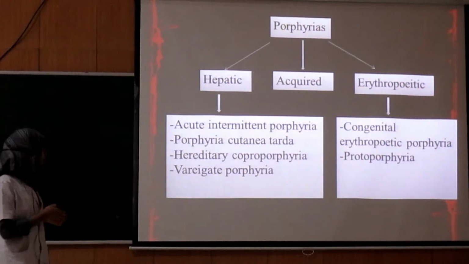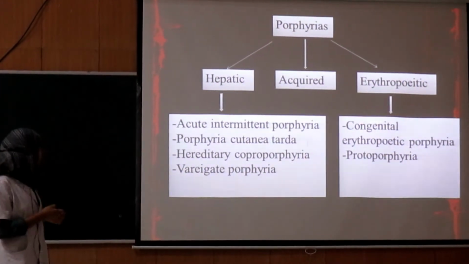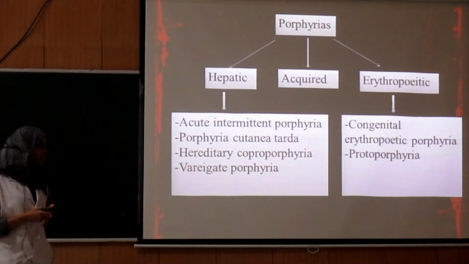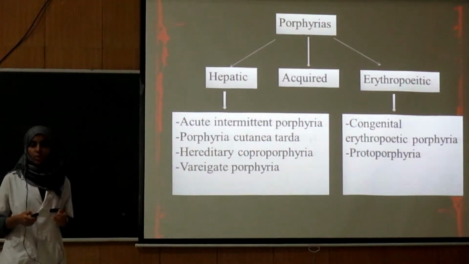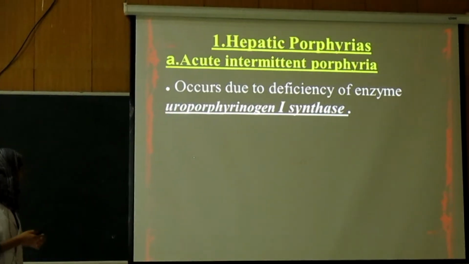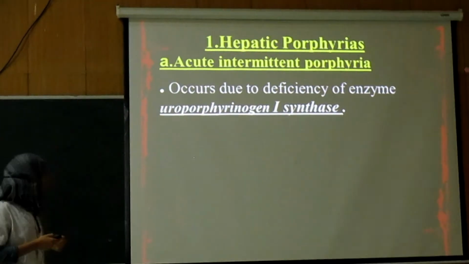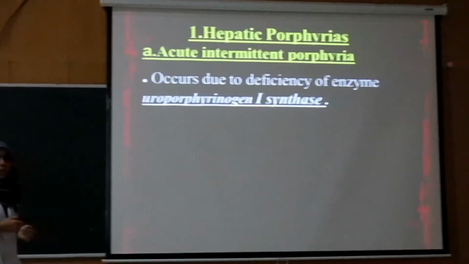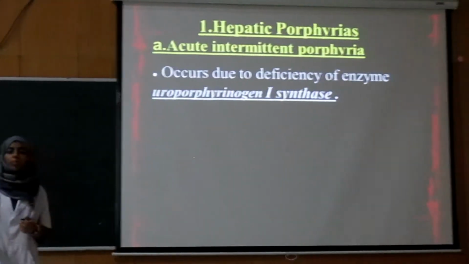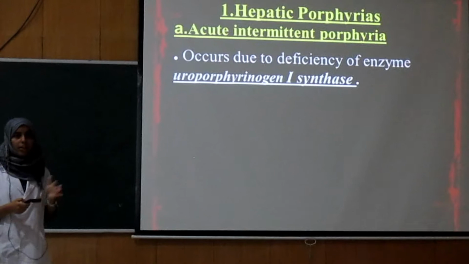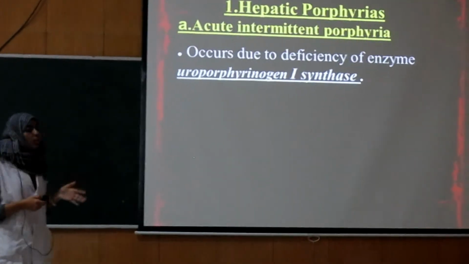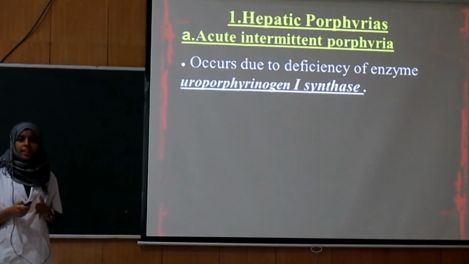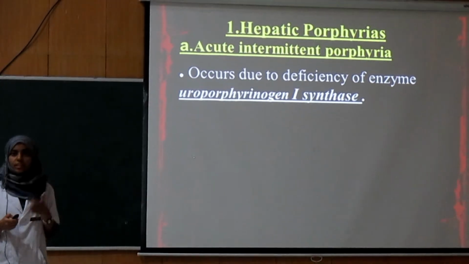So basically, there are about 4 types of hepatic porphyria: acute intermittent porphyria, porphyria cutanea tarda, hereditary coproporphyria, and variegate porphyria. We'll be dealing with them one by one. First, coming to acute intermittent porphyria. This is caused by a deficiency of the enzyme uroporphyrinogen I synthase, because of which porphobilinogen is not getting converted into hydroxymethylbilane. This enzyme is also called hydroxymethylbilane synthase, because hydroxymethylbilane is synthesized.